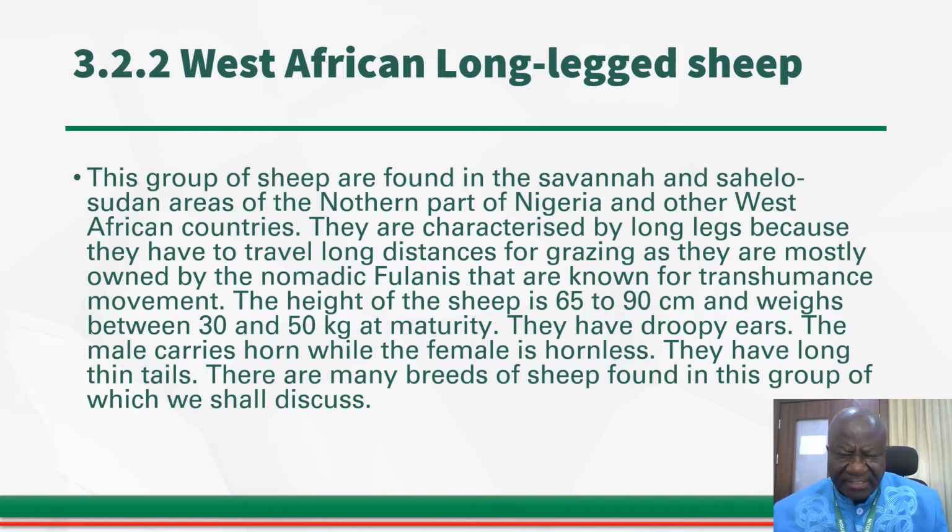The West African long-legged sheep. This group of sheep are found in the Savannah and Sahelo-Sudan areas of northern Nigeria and other West African countries. They are characterized by long legs because they have to travel long distances for grazing, as they are mostly owned by the nomadic Fulanis that are known for transhumance movement. The height of the sheep is 65 to 90 cm and weighs between 30 and 50 kg at maturity. They have droopy ears. The male carries horns while the female is hornless. They have long, thin tails. There are many breeds of sheep found in this group, of which we shall discuss some.